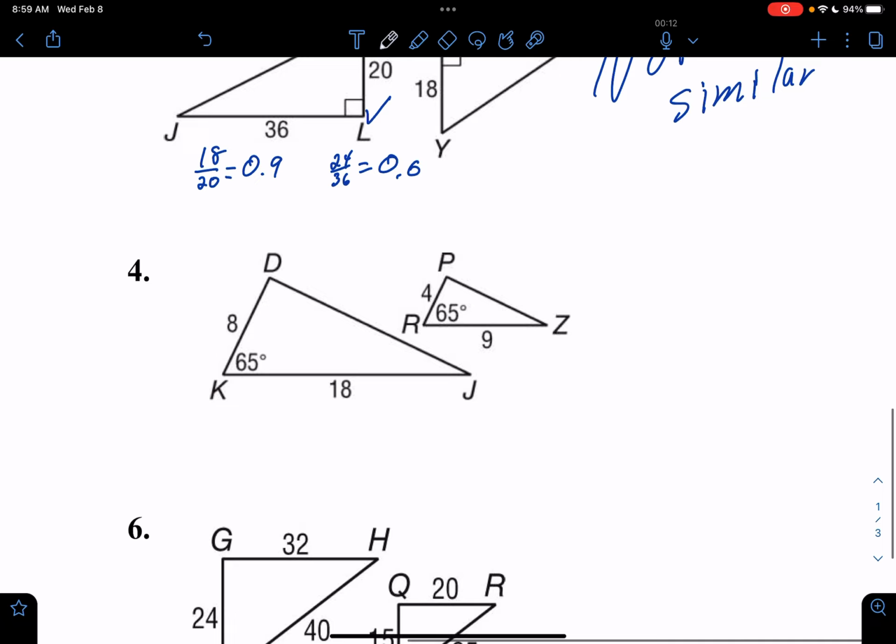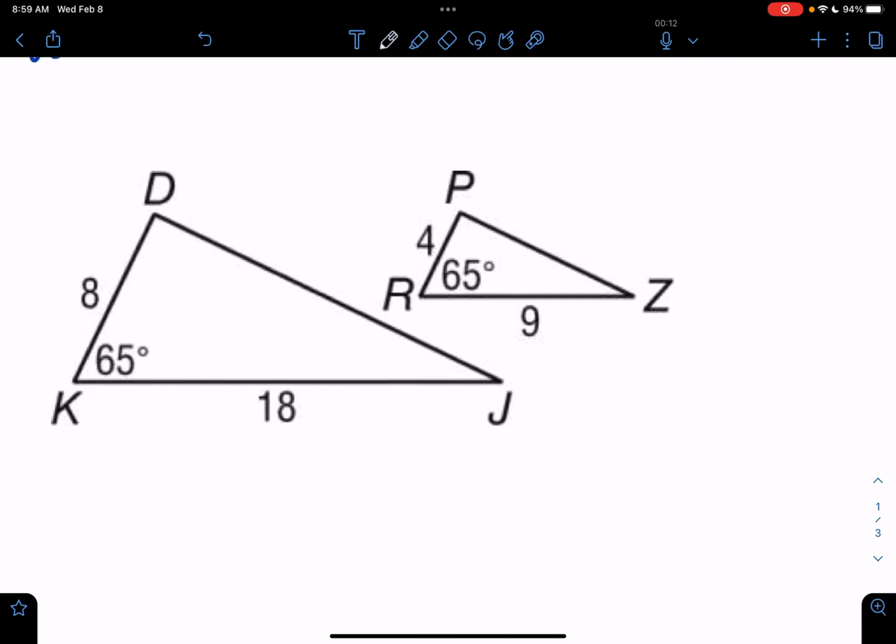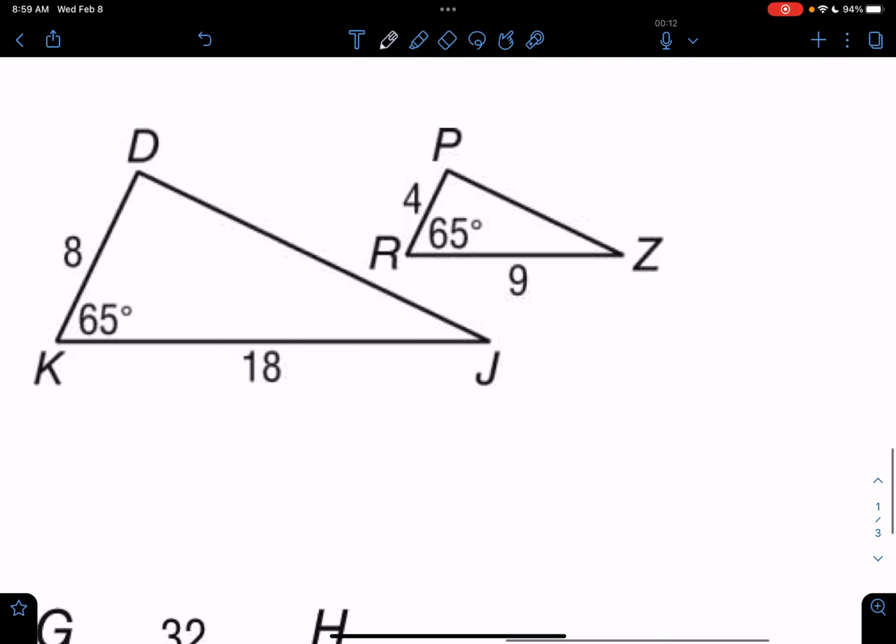Let's take a look at number 4. Okay, so number 4, what are the things that I have? I have two sides, and I have an angle in between the two sides. So most likely, this is going to be SAS. I see that the two angles are congruent. That checks out fine. Now we need to see if the ratio holds.